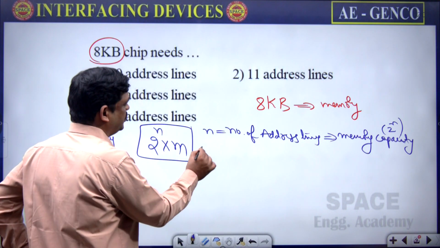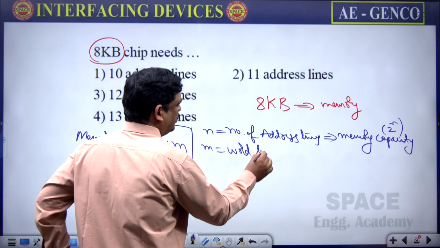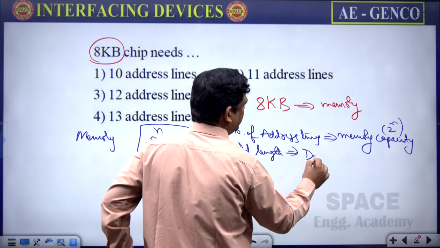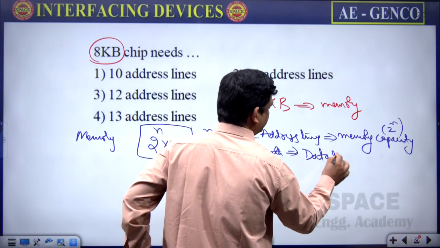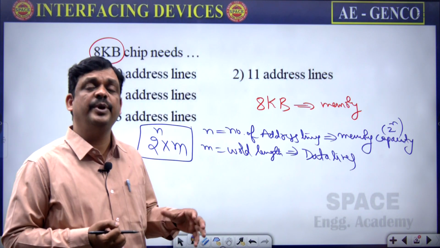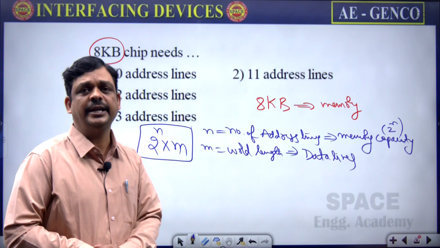And here one more number is there, that is m. M is also called the word length. This word length depends on which lines now? Data lines. Word length depends on the data lines. So at a time, how much data can be transferred is explained by the data lines.